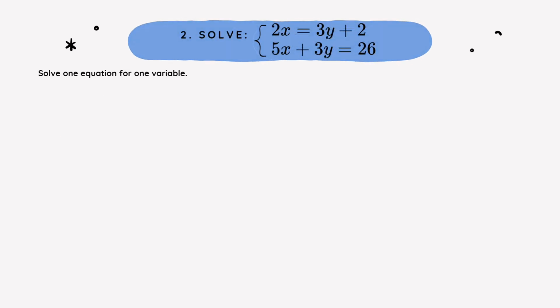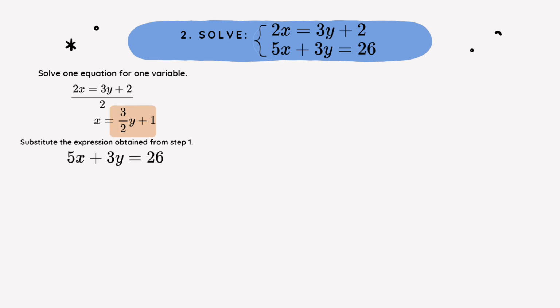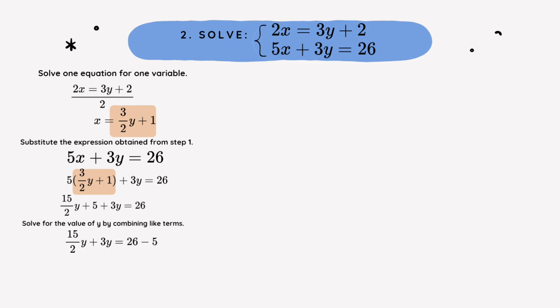Let us now move on to our example number 2. Solve one equation for one variable. We have x is equal to 3 over 2 y plus 1. Then substitute the expression obtained from step 1. And then simplify. Then solve for the value of y by combining like terms.